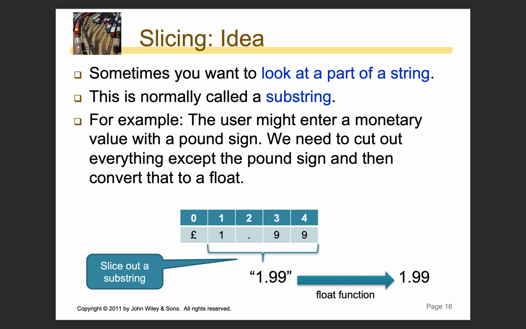So for example, let's say we get a user to enter some monetary value, and they enter it with a pound sign. So maybe they say it's £1.99, but they say pound sign 1.99. I don't actually care about that pound sign. I only care about the 1.99. So I'm going to slice that substring, that 1.99, out of my pound 1.99, and then do stuff with that substring. Maybe convert it to a float, and then maybe do some maths with it. So the idea is we're taking part of a string, not the whole string.